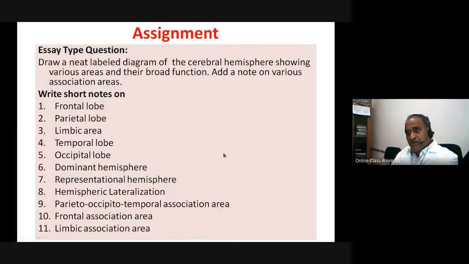Okay, so these are some of the questions I just pose for you. Just work on them. Draw a neat labeled diagram of the cerebral hemisphere, showing various areas and their broad function. Add a note on various association areas. Then write short notes on frontal lobe, parietal lobe, limbic area, temporal lobe, occipital lobe, dominant hemisphere, representational hemisphere, hemispheric lateralization, parieto-occipito-temporal association area, frontal association area, and the limbic association area.